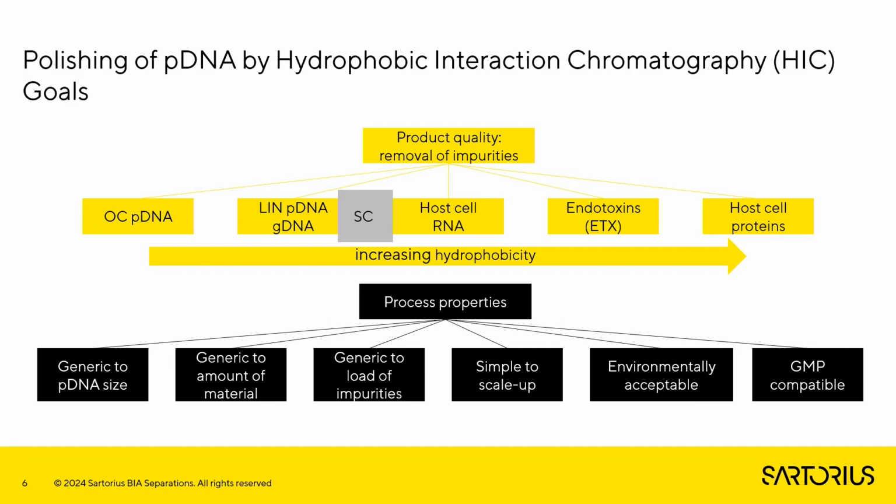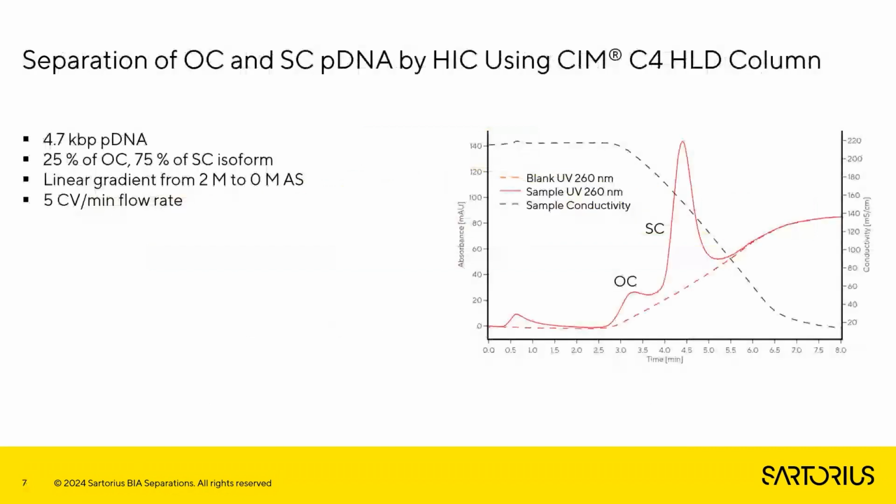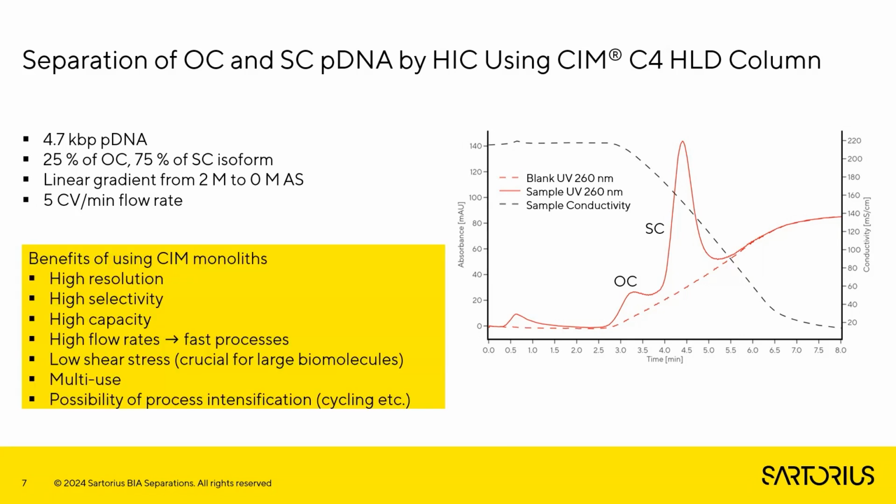On this slide, let's say this is our starting position. I'd like to show how open circular and supercoiled isoforms of plasmid are separated in a descending linear gradient of ammonium sulfate on a CIMmultus C4 HLD column in the standard bind-dilute approach. We load everything in high salt, our target molecule with impurities, and then we try to separate them in a descending ammonium sulfate gradient. We see that resolution between open circular and supercoiled is good, even at a high flow rate, like 5 column volumes per minute.